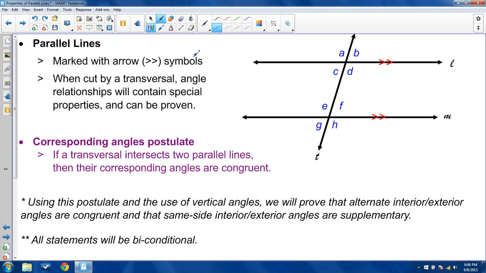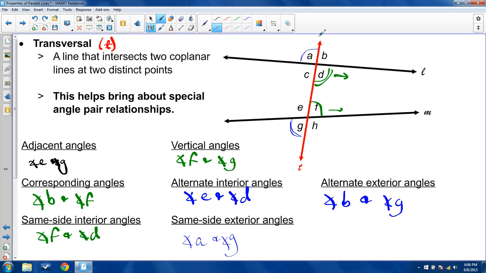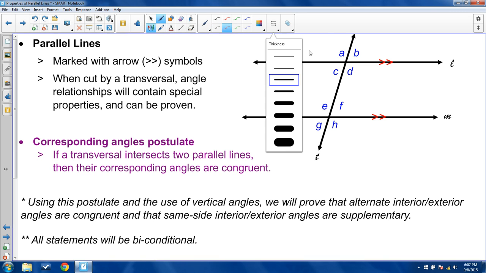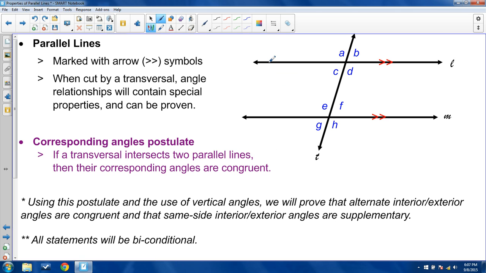Okay, let's now start talking about this with reference to parallel lines. Now, what if those lines instead aren't distorted and perhaps intersecting? What if we knew for sure that they were parallel? Well, now these angle relationships have something very specific about them where we can talk about the measures of the angles. They might be congruent. They might be supplementary. In some cases, they might be complementary, but not in these specific cases.